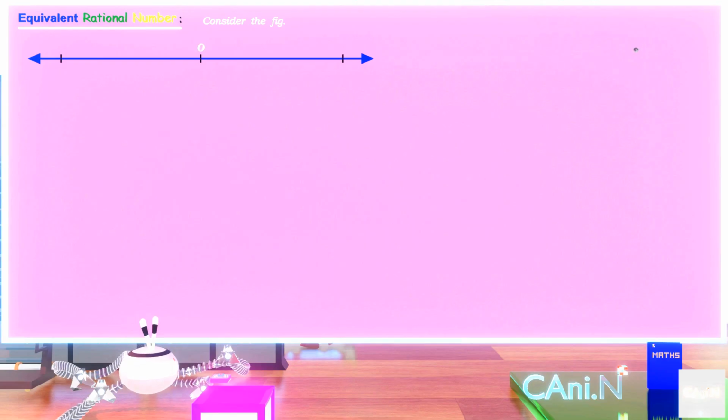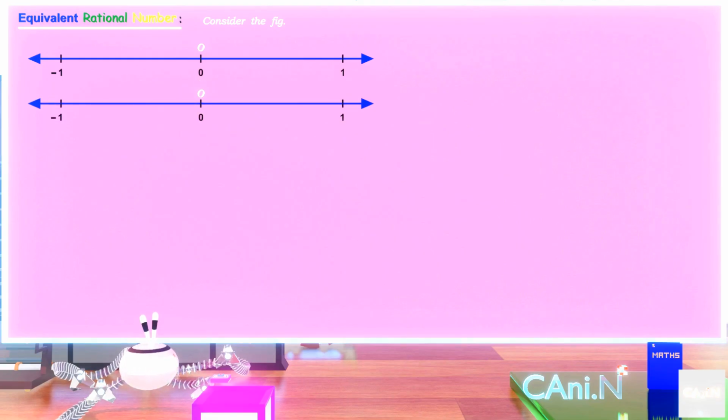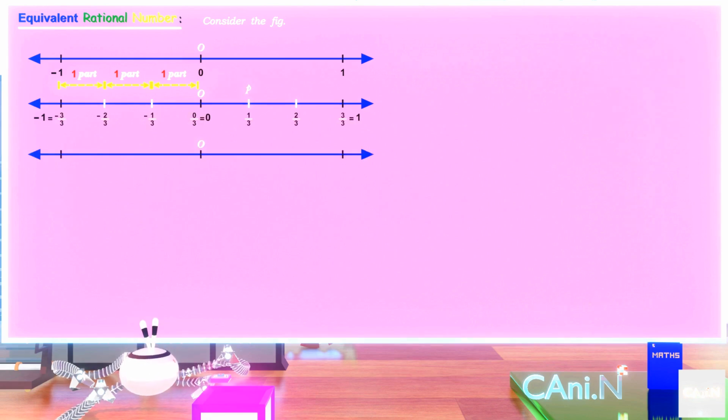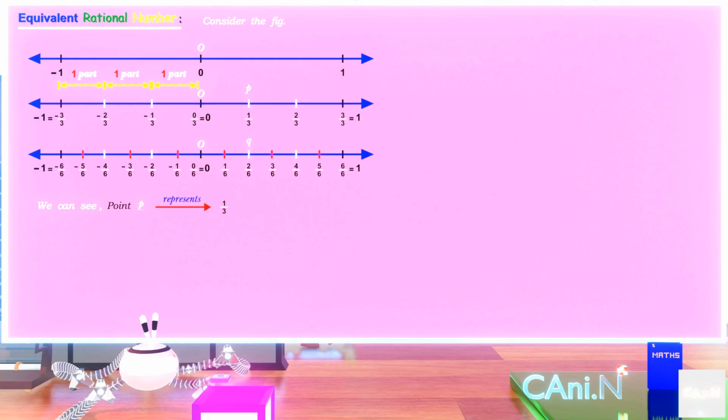Equivalent rational numbers. Consider the figure. Let us represent the center by the letter O on the number line, which ranges from 0 to 1 and 0 to minus 1. If we divide each unit length, that is 0 to 1 and 0 to minus 1, into 3 equal parts, we get this. Further, if we divide each unit length into 6 equal parts, we get this. We can see from the figure, point P represents 1 by 3. Point Q represents 2 by 6, which can be expressed as 1 by 3.